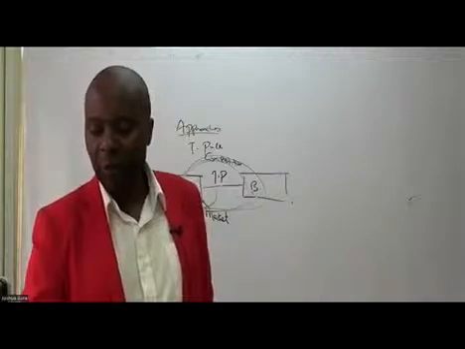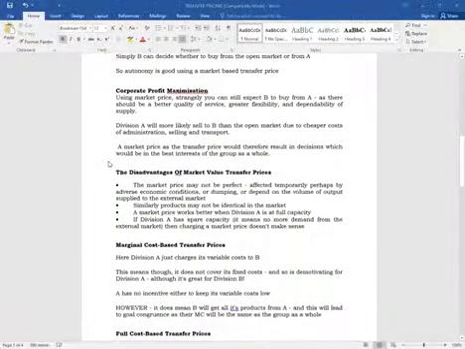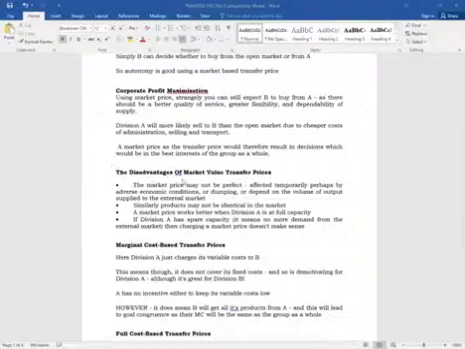Ladies and gentlemen, from there we continue. We are told here disadvantages of market value transfer price. Now we are told here that the market may not be perfect, affected temporarily perhaps by adverse economic conditions or dumping, or depend on the volume of output supplied to the external market. I gave you this as a very good point that at times the market price could be distorted because of so many reasons. The market doesn't appreciate your product, etc.